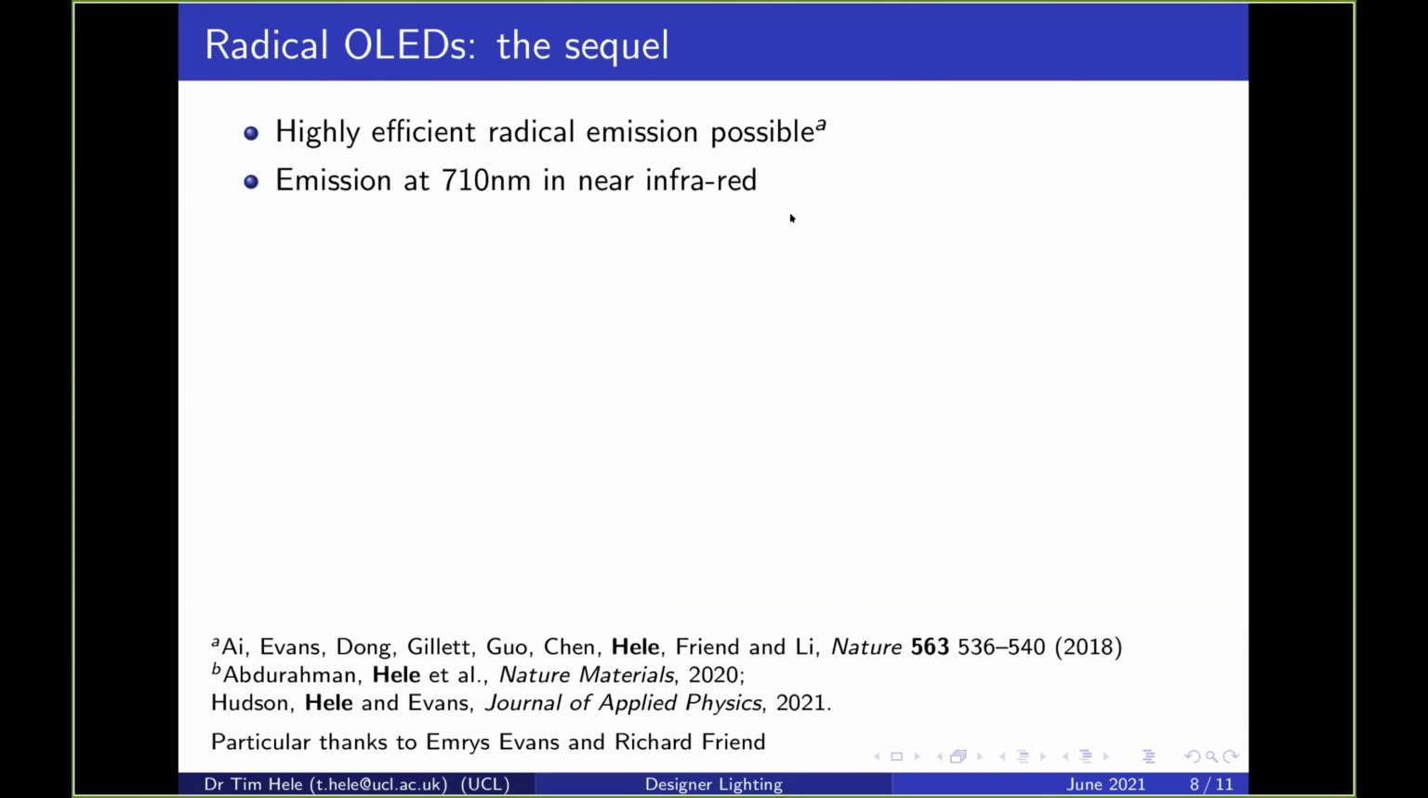But immediately there are 2 questions. So firstly, why do some radicals emit when most of the known radicals don't?